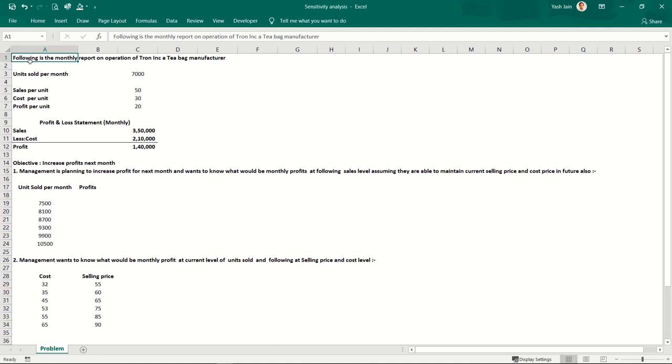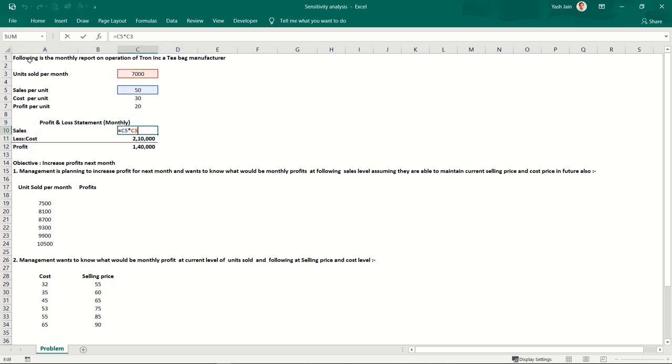Right, so let us read this problem. Following is the monthly report on operation of Tron Incorporation, a tea bag manufacturer. Okay, so Tron is a tea bag manufacturer who has sold 7,000 units per month. Selling price per unit is $50. Cost to them per unit is $30. So profit margin is 50 minus 30, that is $20. And here a snippet of their profit and loss account is given.